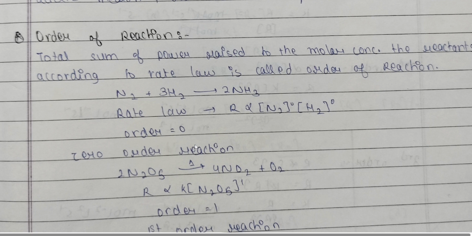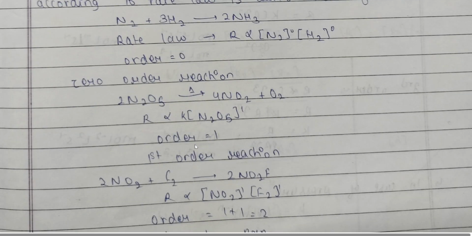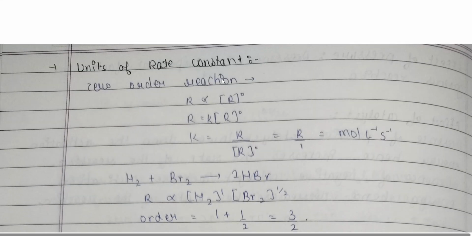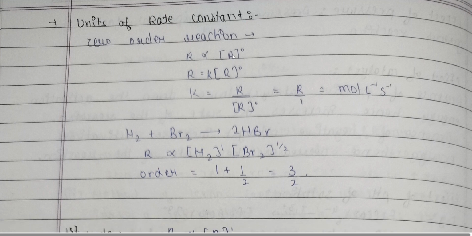Rate law: R is directly proportional to [N2] power 0 [H2] power 0. Order 0. Zero order reaction. 2N2O5 in presence of heat gives 4NO2 plus O2. Order 1. Here are some other examples of second order reaction. Unit of rate constant. Zero order reaction: rate is directly proportional to reactant power 0.